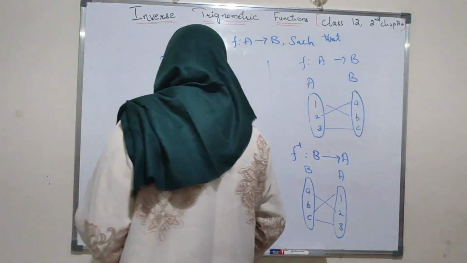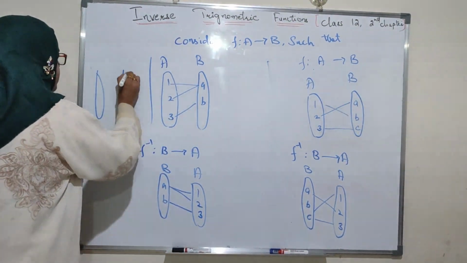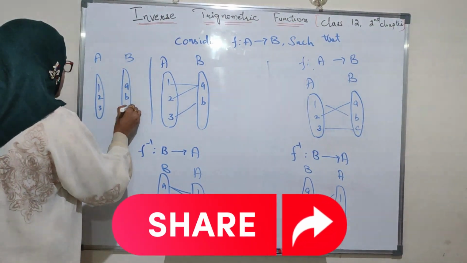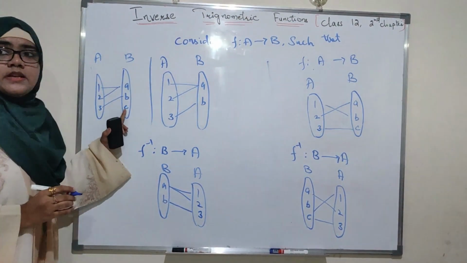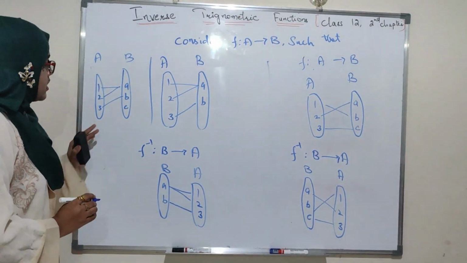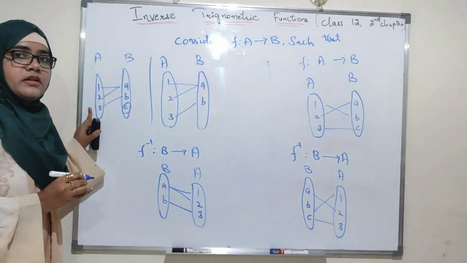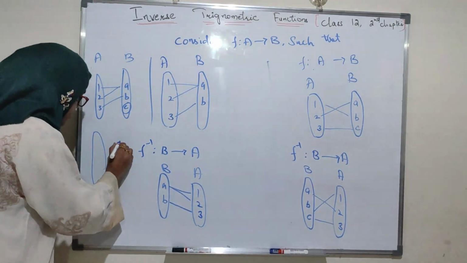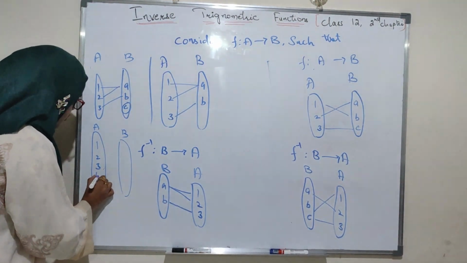Consider another case. I am writing here set A and set B, with 1, 2, 3 and A, B, C. It will connect like this. What about C? Here C will not connect to any element in the set A. Then it will not form a function. So that means every element must be the image of some element in the set A.